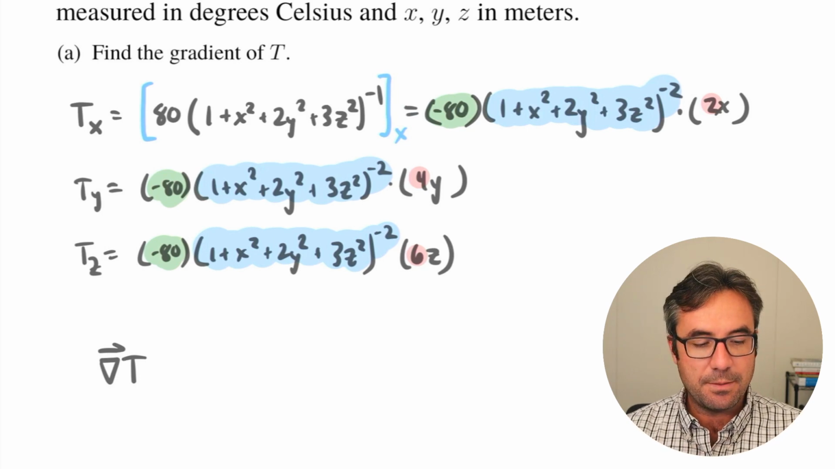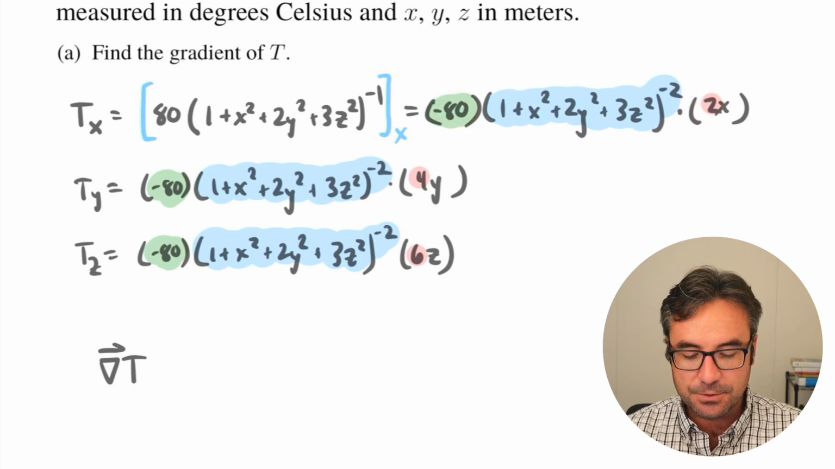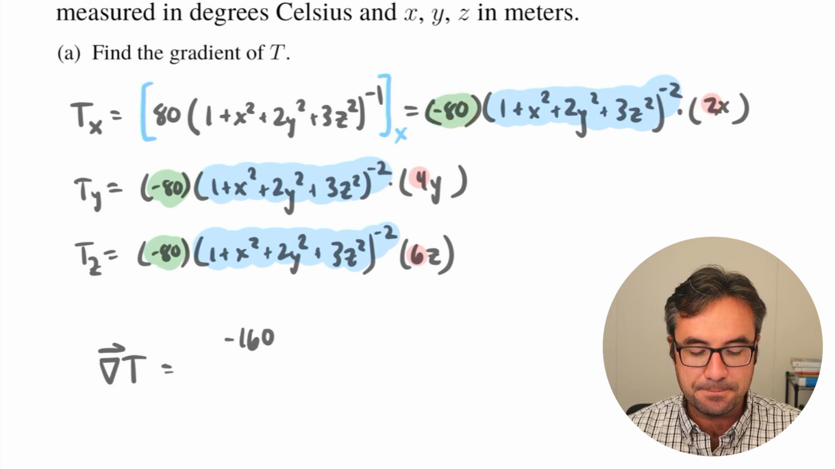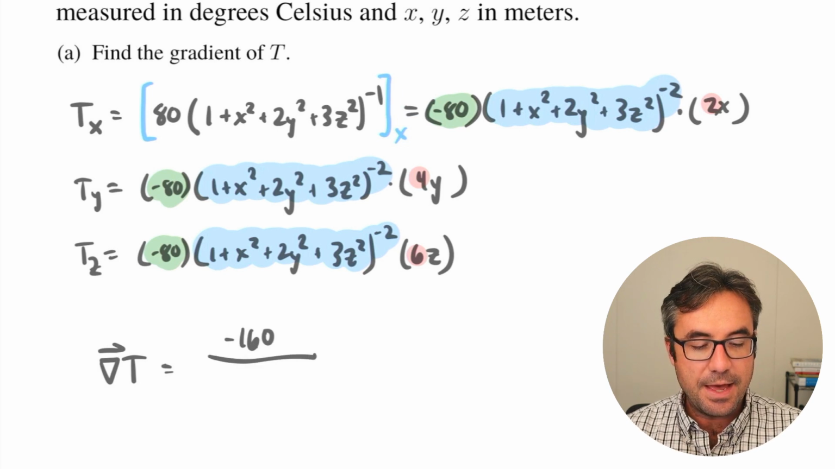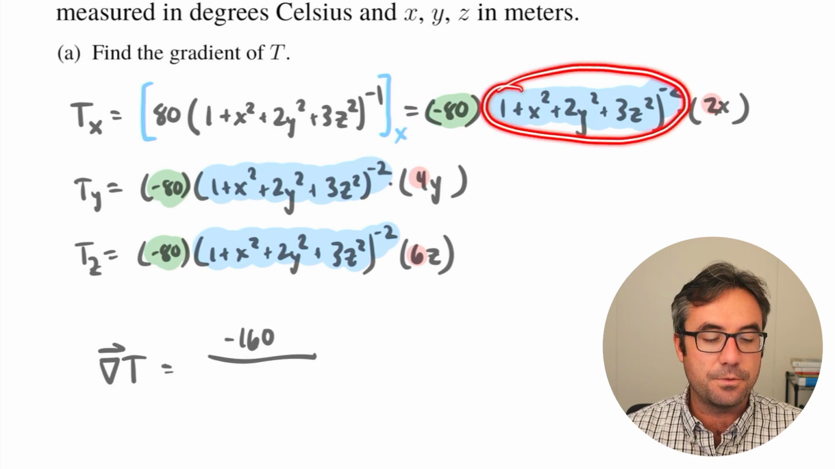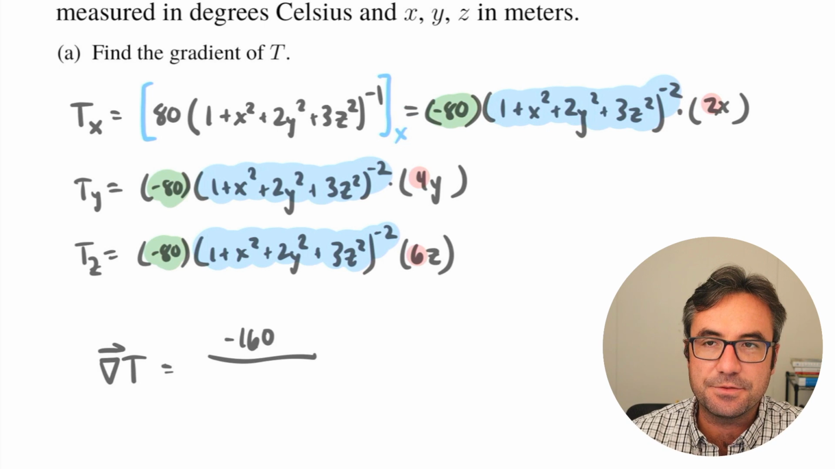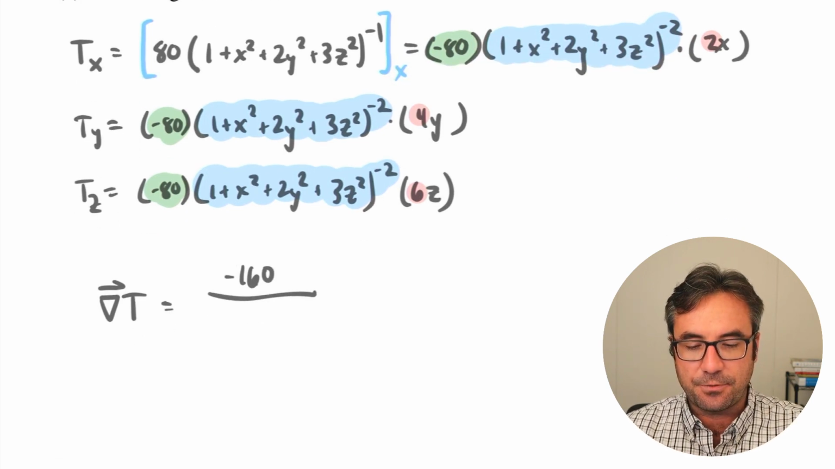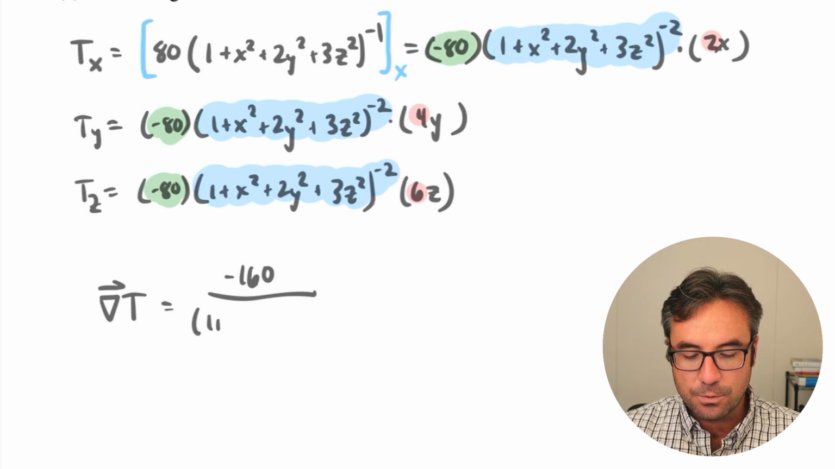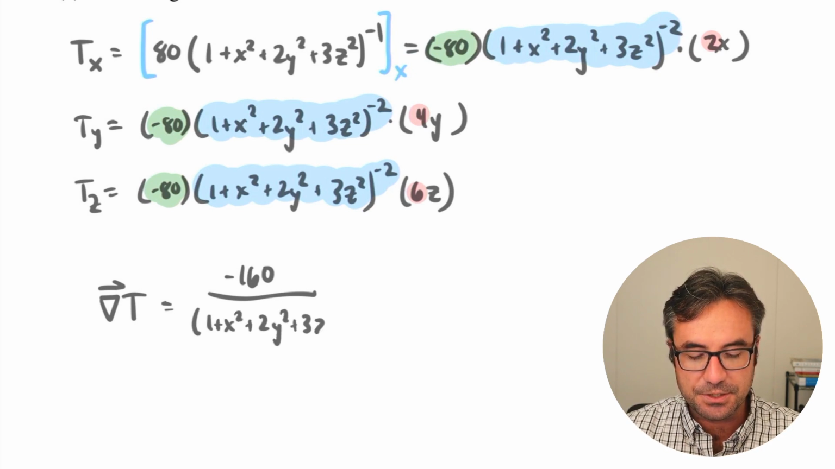So what we're going to be able to factor out is a 2 times negative 80, so let's write that as negative 160. And then this whole piece raised to the negative 2. And rather than raised to a negative number, let's write it back as a fraction. So we'll write it as 1 plus x squared plus 2y squared plus 3z squared, all raised to the negative 2.